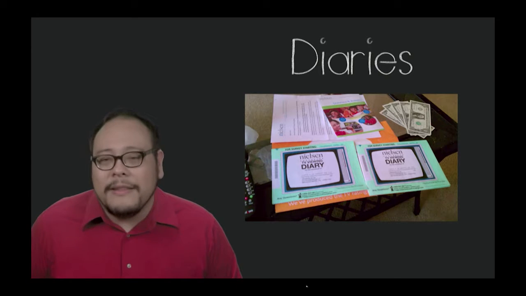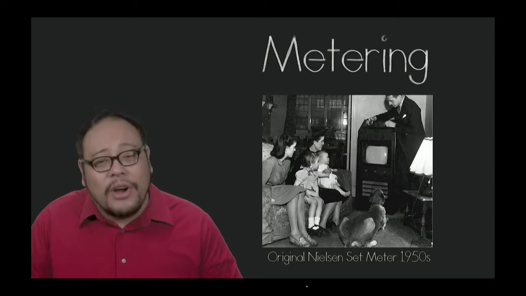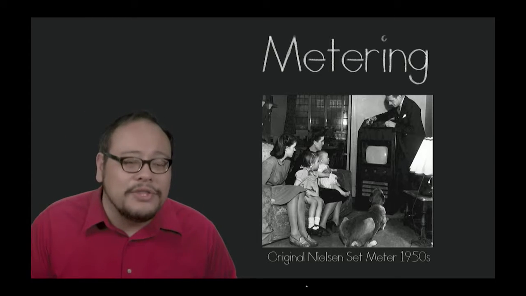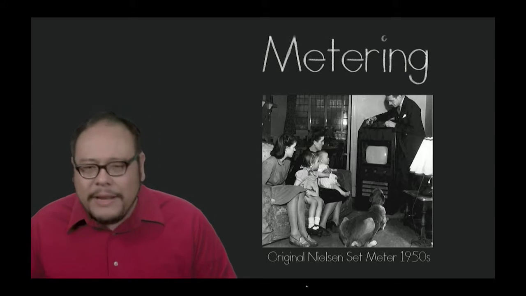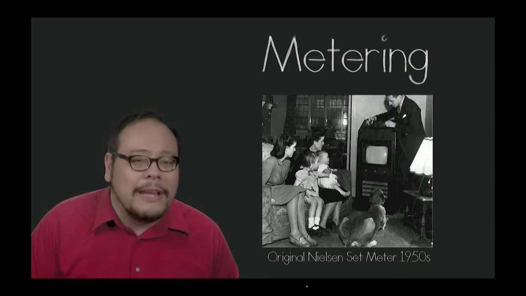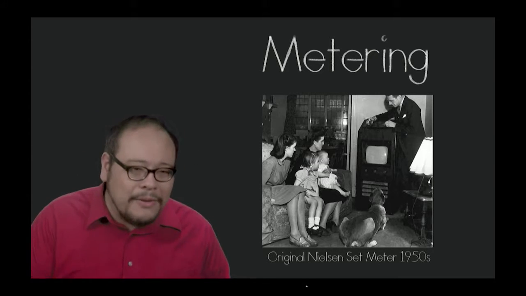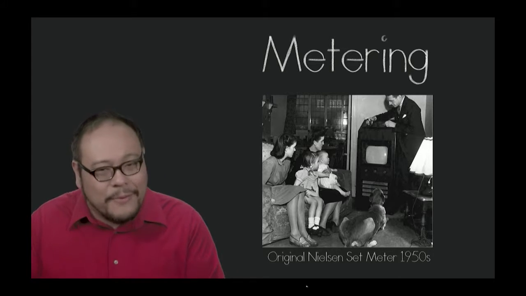The second method Nielsen used were set meters. These were devices installed on TVs of Nielsen families that recorded the use of the television and would telephone home base with the results every night. Now, set meters could record minute-by-minute data to track the viewing habits of a household without error. But the meter didn't know who, if anyone, was watching, only that the TV was on.